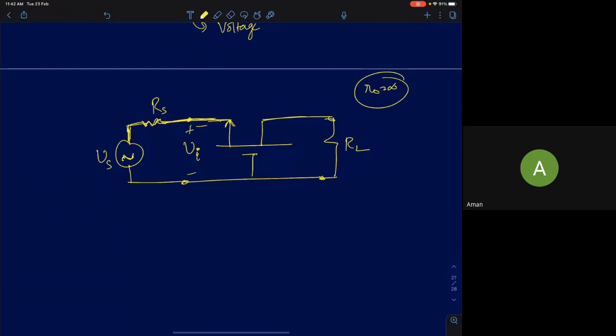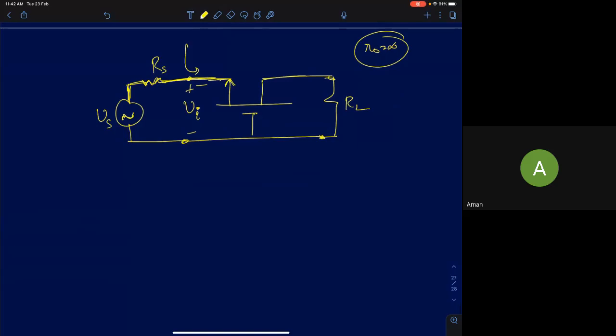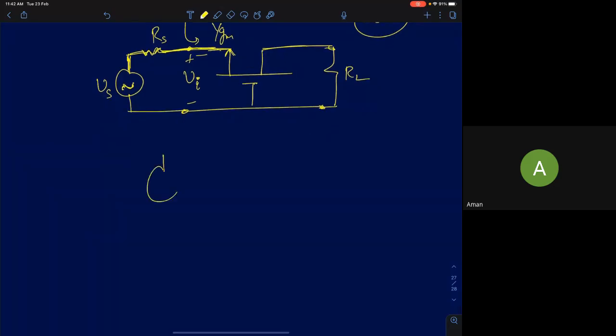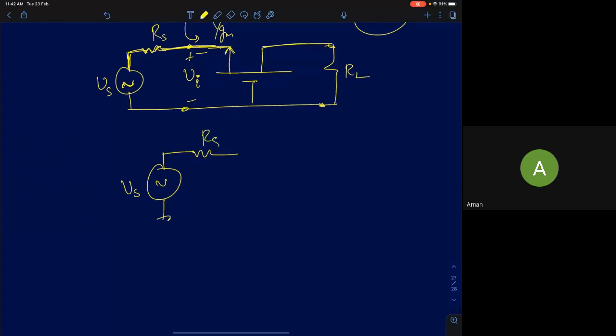If you want to find this node voltage, if you know the node impedance at this point, then you can apply potential division at that point. So we just said the input impedance seen here is 1 by gm, right? 1 by gm is the input impedance seen at that node. So now at the input, the circuit is going to reduce to something like this. You will have a source resistance and the resistance at this terminal will be 1 by gm.